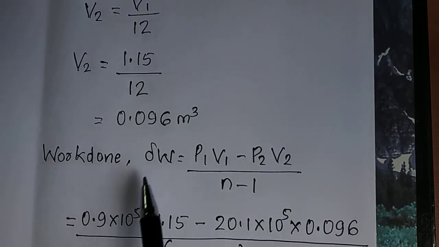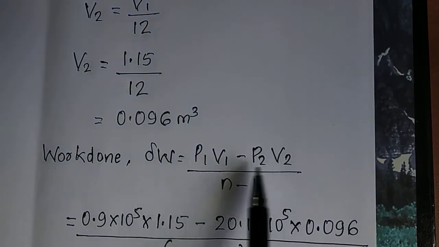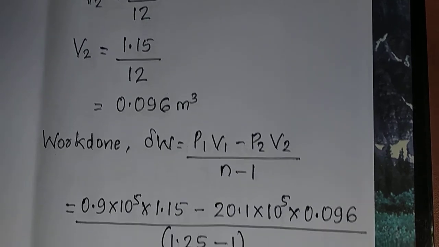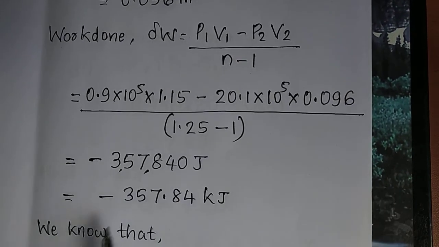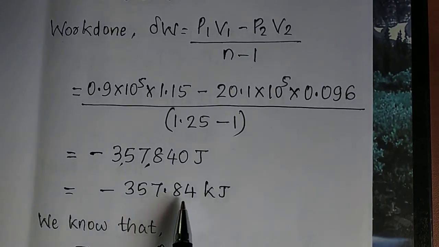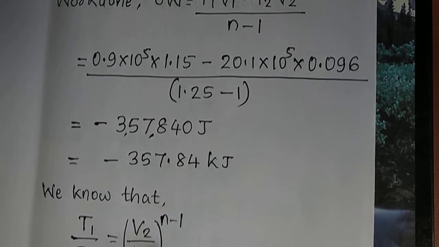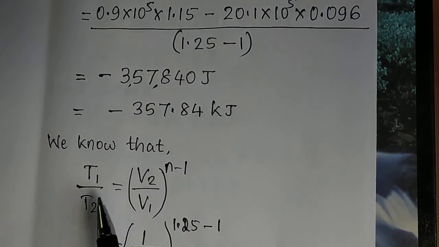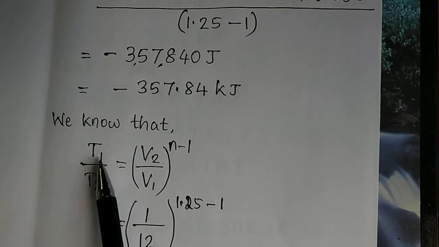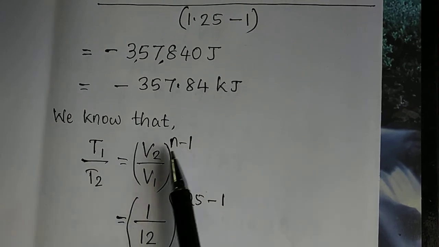Then find out work done. So work done, dou W, will be equal to P1 V1 minus P2 V2 divided by n minus 1. So we'll get the answer as minus 357.84 kilojoules.